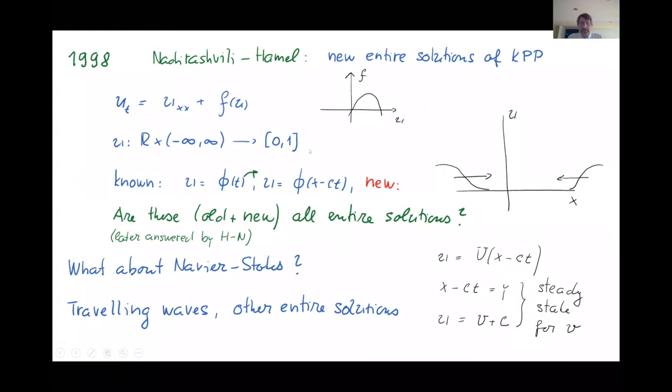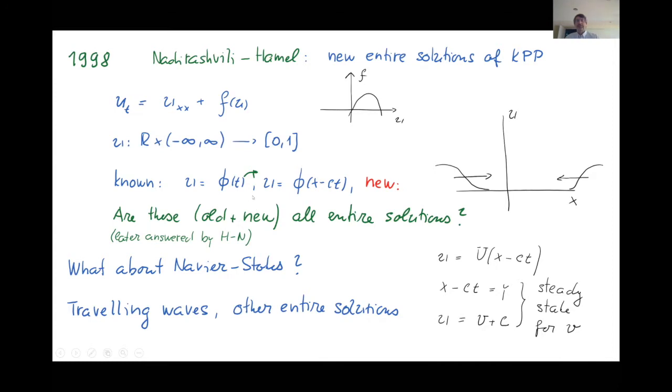And so we know there are solutions which look like ODEs, then there are traveling waves, but they were able to construct interesting new solutions, essentially by gluing together different traveling waves and these ODE solutions. And they constructed, I think it was a five-dimensional or maybe four-dimensional, I don't remember exactly, manifold of these solutions.